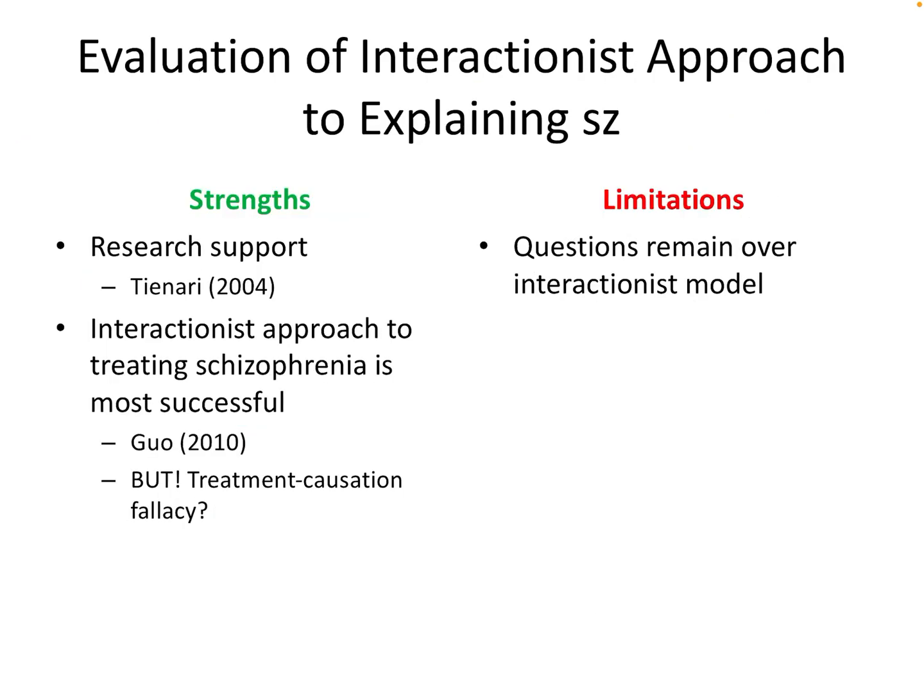So let's have a look first of all at research support. Now we've kind of touched on Tienari's research in other areas of the course. If you're going to know one study throughout the whole schizophrenia topic, make sure it's this one, because it can apply to biological explanations, it can apply to psychological explanations, and it can be used to either support or criticize them. So it's a really, really handy one to have up your sleeve. And in our next video, we're going to be looking at how interactionist approaches to treating schizophrenia are the most successful. And so that will come in the next video. However, there are still so many questions over how the interaction actually occurs. So we'll talk about that in just a moment.